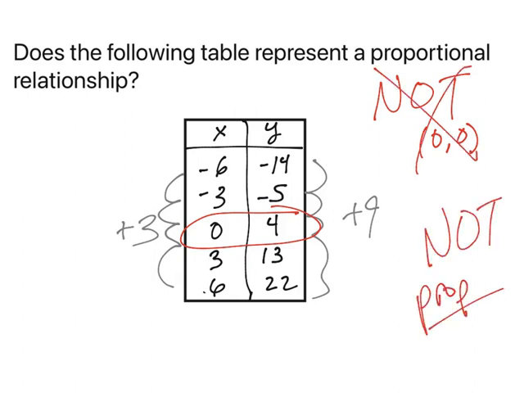So those are the two things you check. Is it a line? Does it pass through the origin? If both of those are yeses, then it is proportional. If even one of those is a no, then it is not proportional.